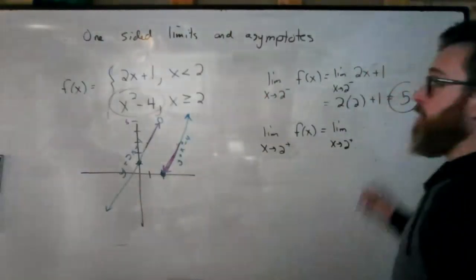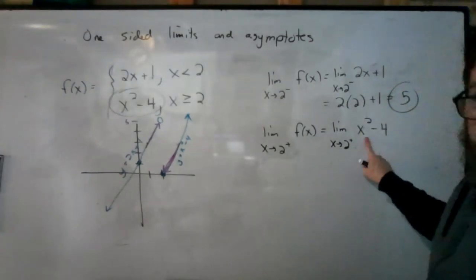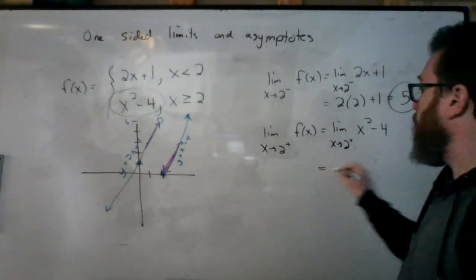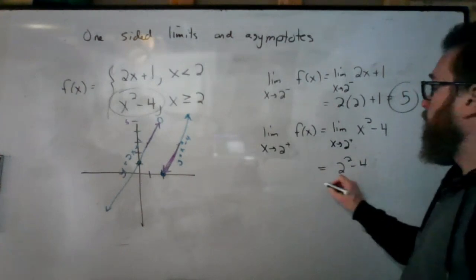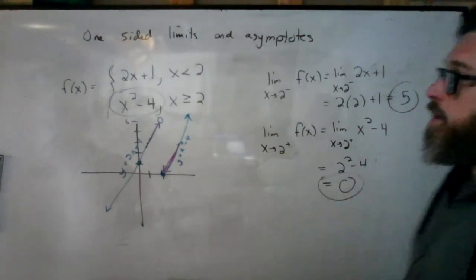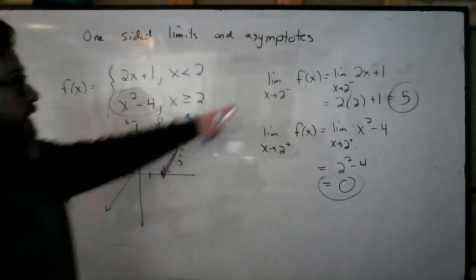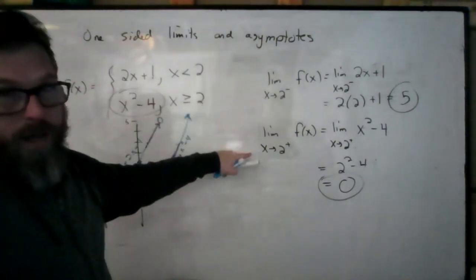You can just say 2 now because you've defined a particular function. Now this function is defined at 2, which means I can plug in 2. So 2 squared minus 4, which is equal to 4 minus 4, which is 0. So that's its right-hand limit. Notice that this function doesn't have a limit at 2. It's got a left-hand limit and a right-hand limit at 2.